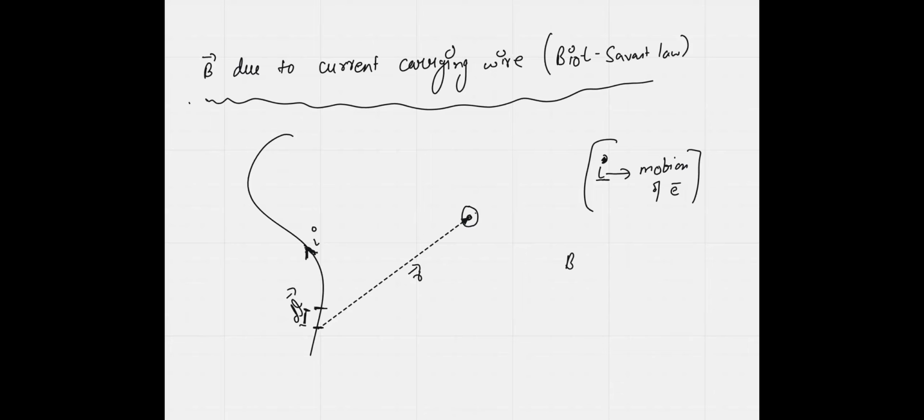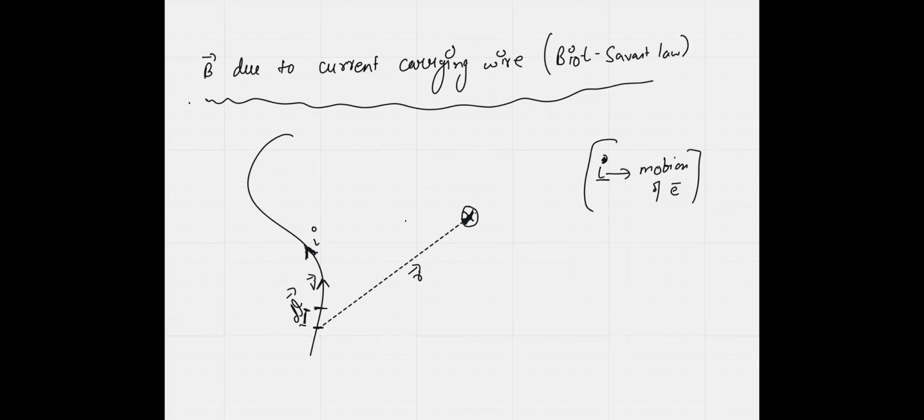Just do one thing. Calculate the direction by assuming it to be positive. Assume positive charge is going this way. Velocity is this way, and r is this way. So if you apply the formula, what should be the direction? Inwards. So this inward is the direction. Make sense?